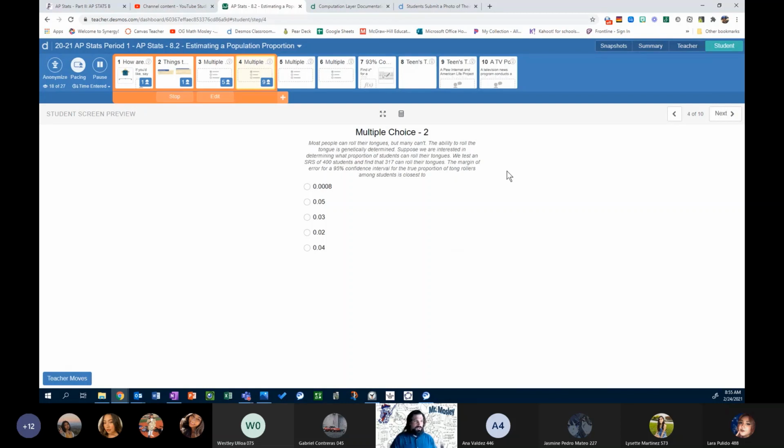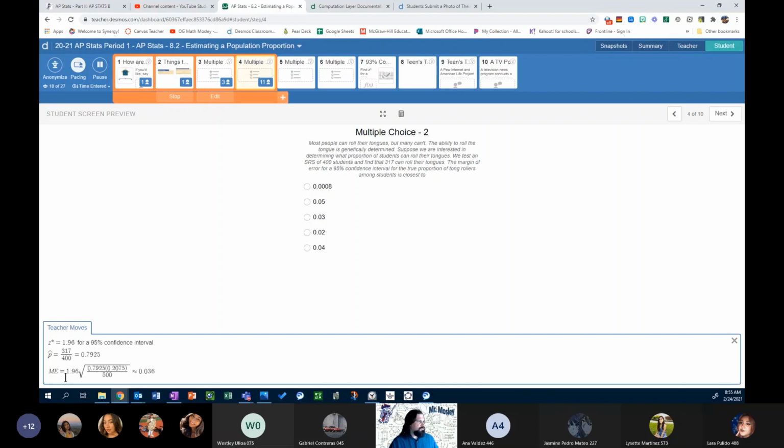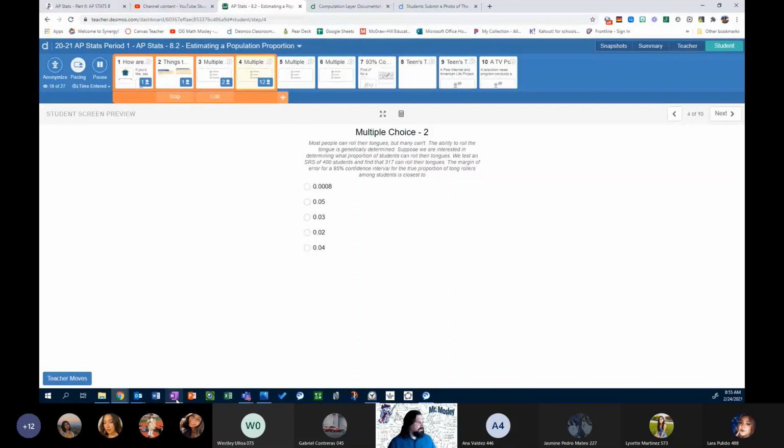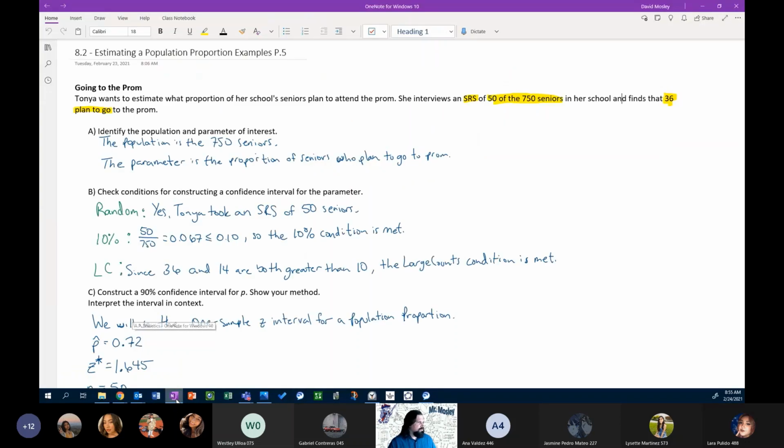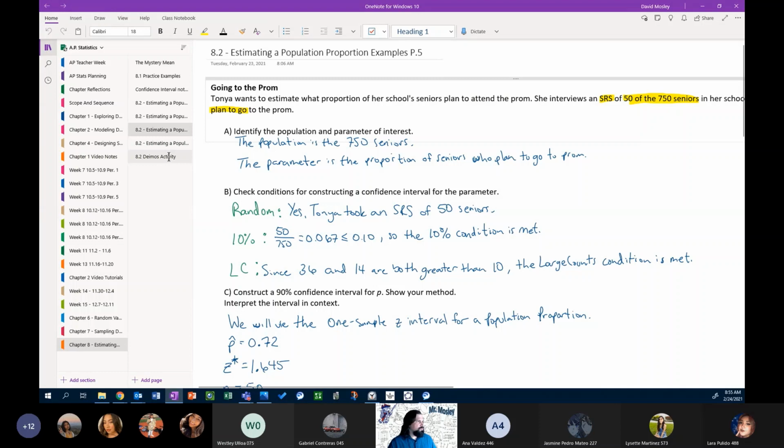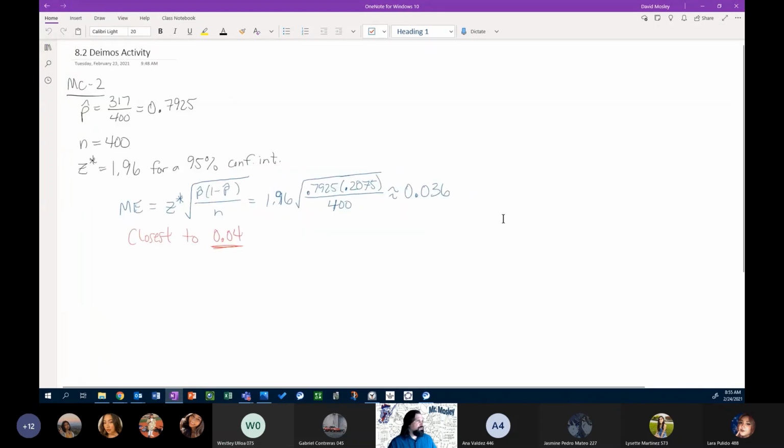So if we look at multiple choice number 2, talking about the rolling of the tongues, we have an actual proportion, right, and we get a sample proportion. Let's see. How do I do this? It's kind of small though. So let's look at this. So here's the kind of scratch work that goes with this one.